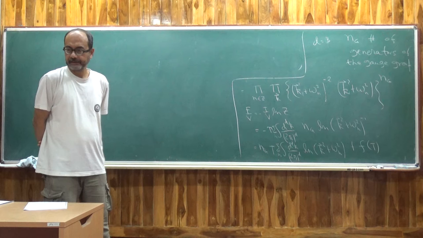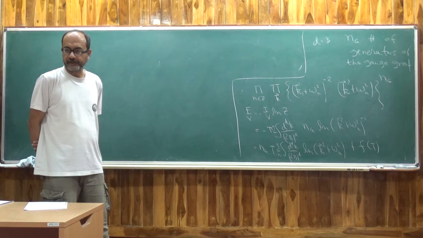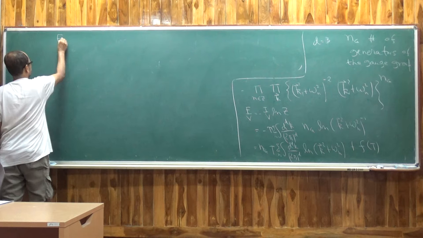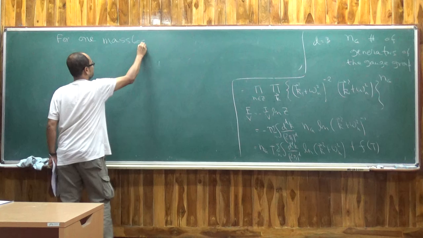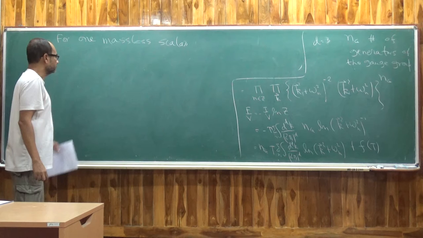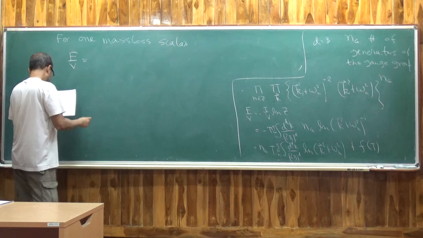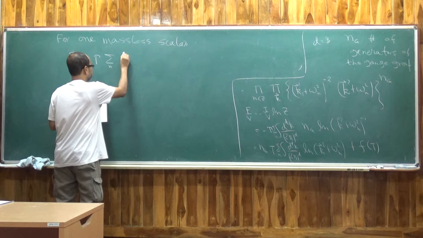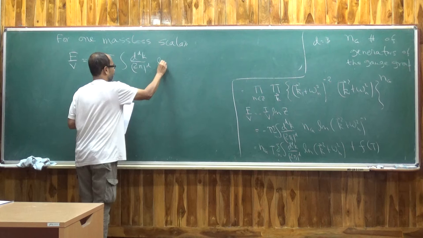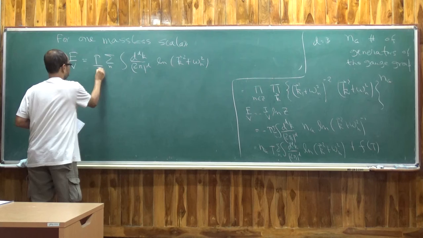Okay, so we are going to make it more explicit now by comparing with the scalar field results. Let me remind you that for a massless scalar, F over V was given by T sum over n integral d^dk over (2 pi)^d log of (k^2 + omega_n^2), plus a correction term F_s(T) by 2. Okay, this we had derived.